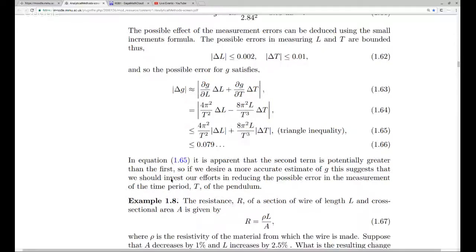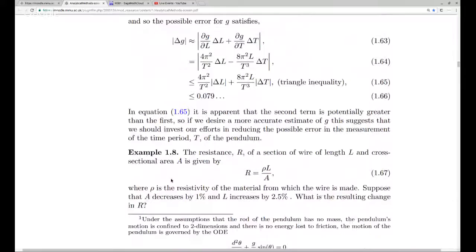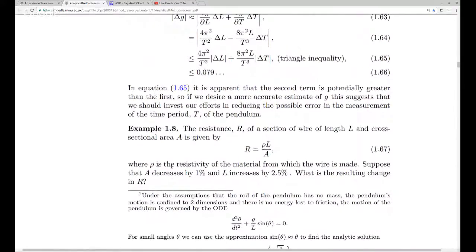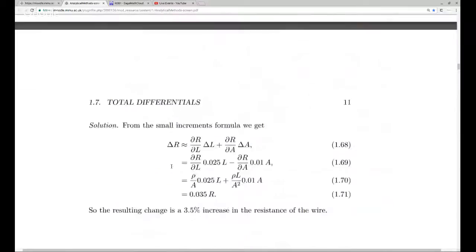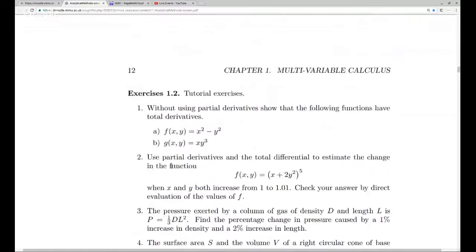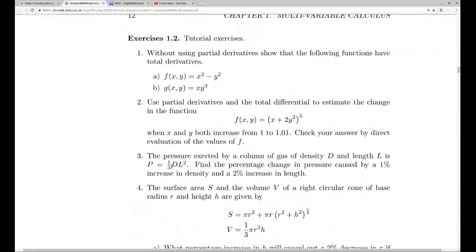Okay, that's good. That opens up the next set of exercises for us. There's a further example there, example 1.8, which you should read through and understand. And then there's a set of exercises there, exercises 1.2, which is all about using the small increments formula. So we could make a start on those at this week's tutorial as well.